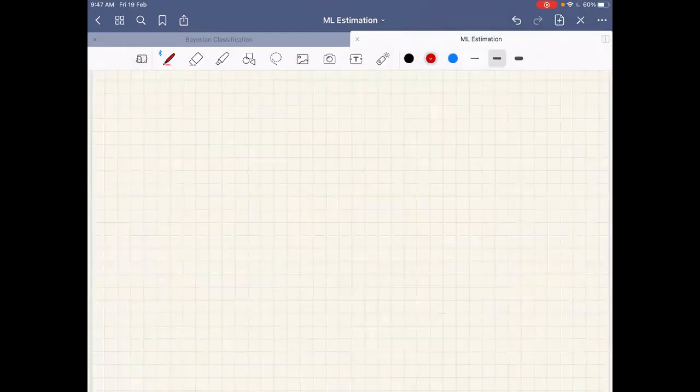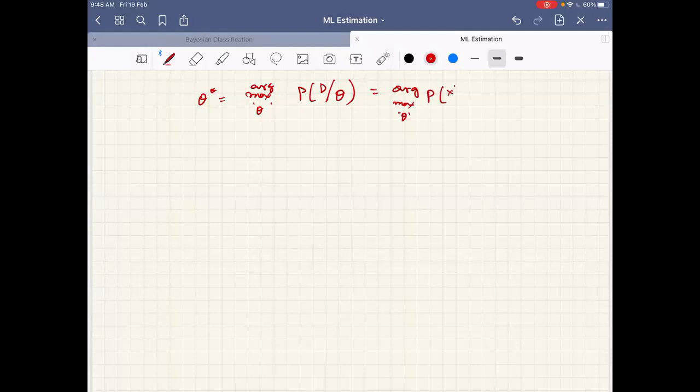Let me write this in a more structured way. So now maximum likelihood estimation in essence says: maximize, argmax over theta, where we write the likelihood in parametric form of theta. And this expansion is, D means what? D means all samples of that class: P of x1 given theta, P of x2 given theta, and so on, P of xm given theta.